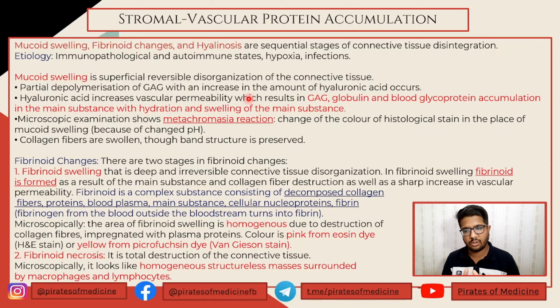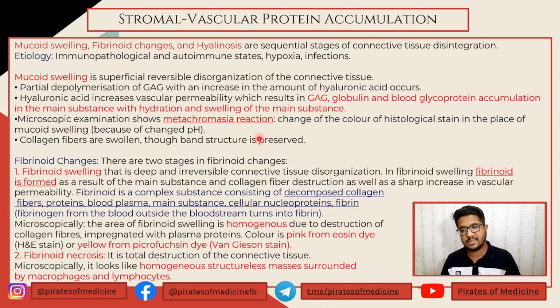If the connective tissue is disorganized, it leads to depolymerization of glycosaminoglycans, which leads to excessive increase in hyaluronic acid. This leads to increased vascular permeability because hyaluronic acid increases vascular permeability, and a lot of things come in: GAG, globulins, blood glycoprotein. They accumulate in the main substance, the stroma of the tissue, which is called mucoid swelling. Characteristic of mucoid swelling is the metachromasia reaction.